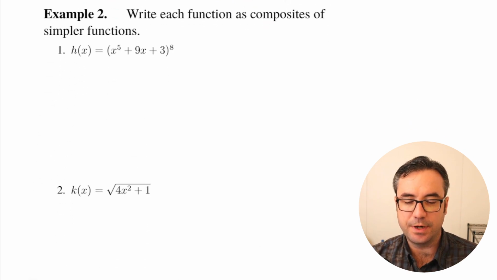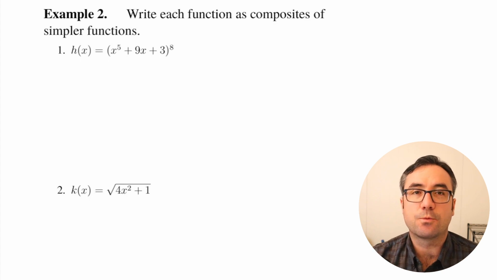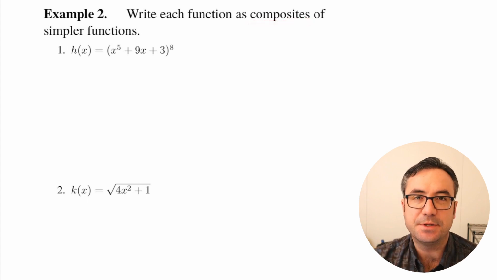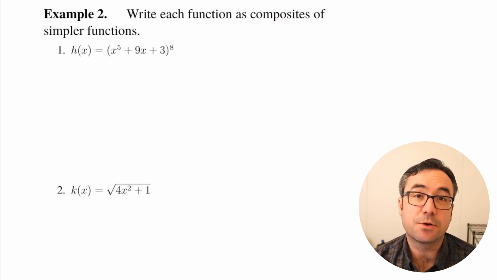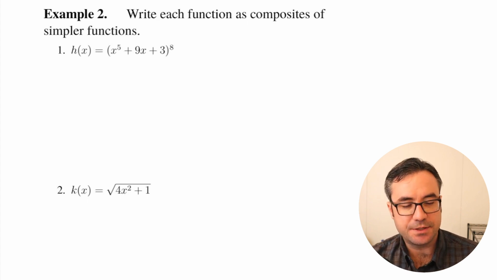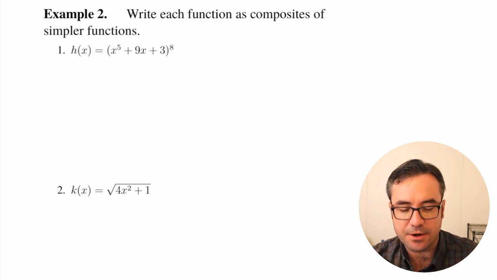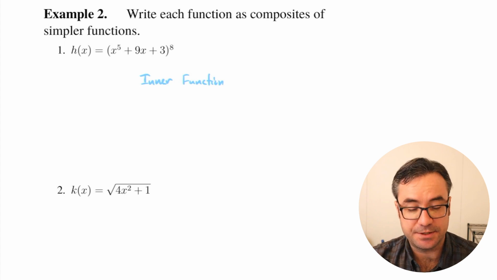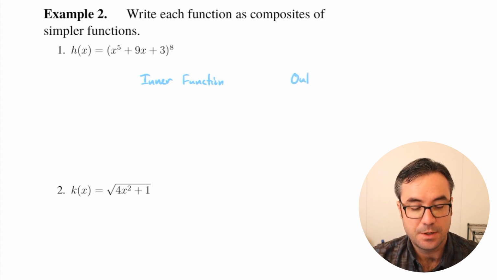And so that's what we're going to do in example 2. We're going to try to write each function as composites of simpler functions. So we essentially want to find what those two other functions were that were combined together. And the way we're going to do this is we want to figure out what the inner function is, and then what the outer function is. So this is the way we want to frame what we're doing.